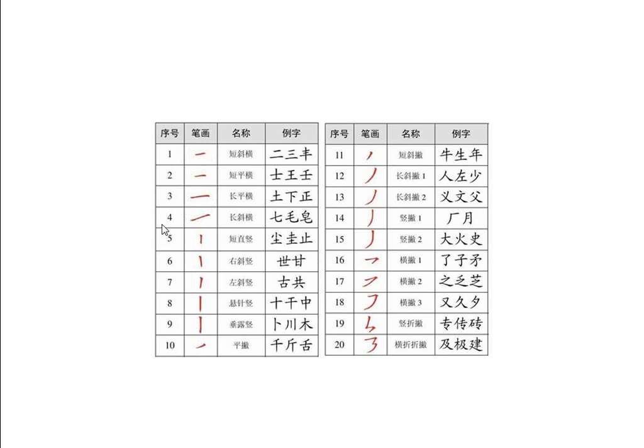Okay, these are the numbers, right? Numbers from 1 to 10 and then 11 to 20. And then these are the strokes, and these are the Chinese names of these strokes. And these are examples in the words. Okay, so the first one is a horizontal short line, right? A horizontal short bar.